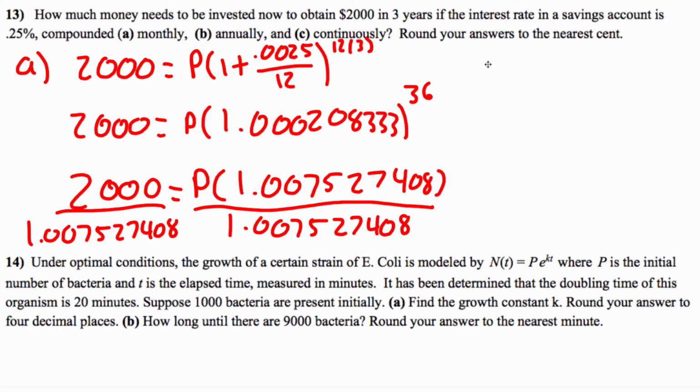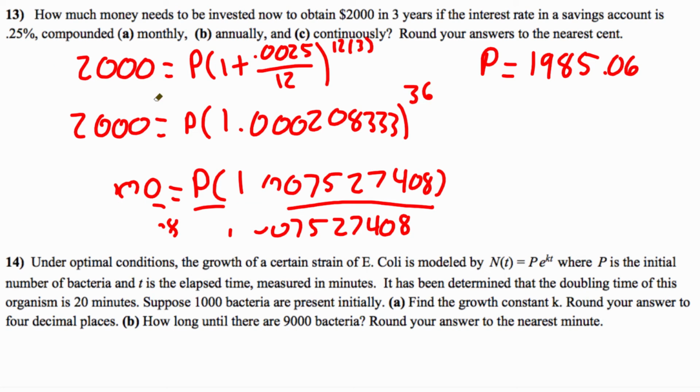And since we're dealing with money, I'm going to round to 2 decimal places. We should get P equals $1,985.06. So that would be our starting amount that we need to get $2,000 after 3 years.